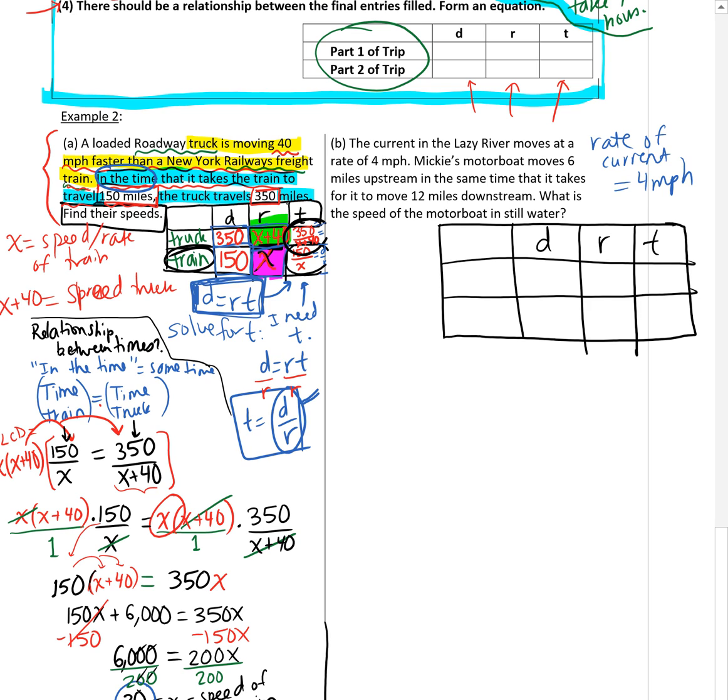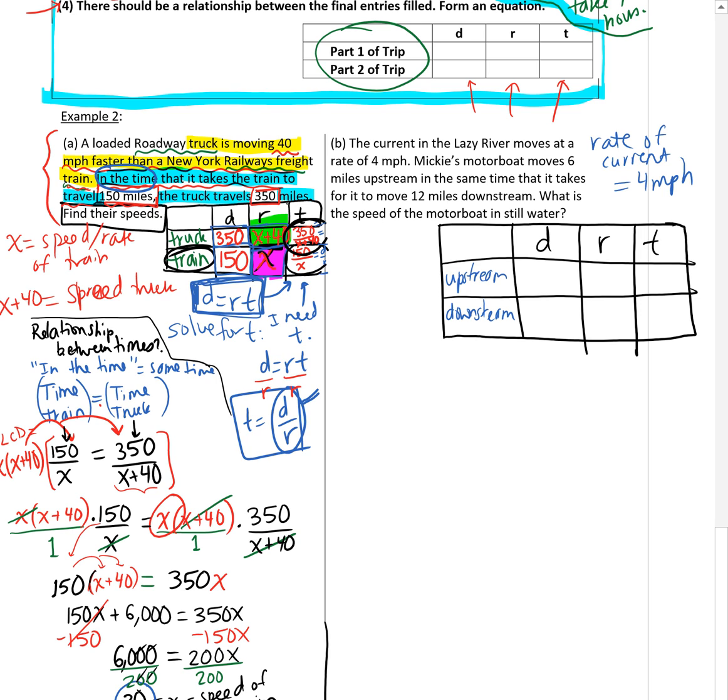And as I read this problem, I'll see what the two parts of the trip will be labeled. I don't know yet. It said, okay, Mickey's motorboat moves 6 miles upstream in the same time it takes for it to move 12 miles downstream. Okay, and then they want to know, what is the speed of the motorboat in still water? Well, it seems like the two parts of this trip, or the two kind of things they're talking about, is he went upstream and then he went downstream. I think that'll be it. One's upstream and one's downstream.